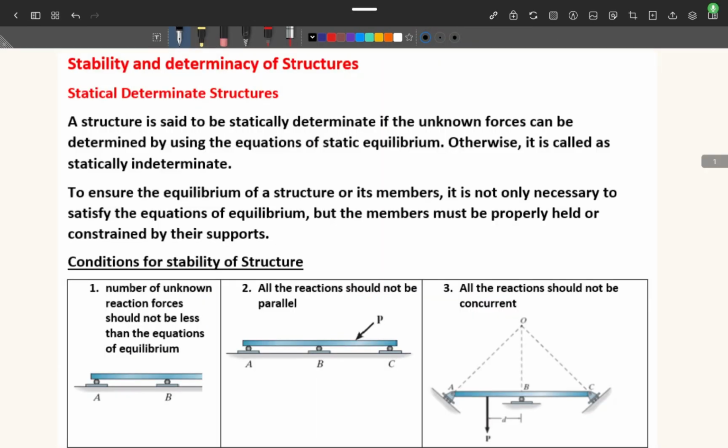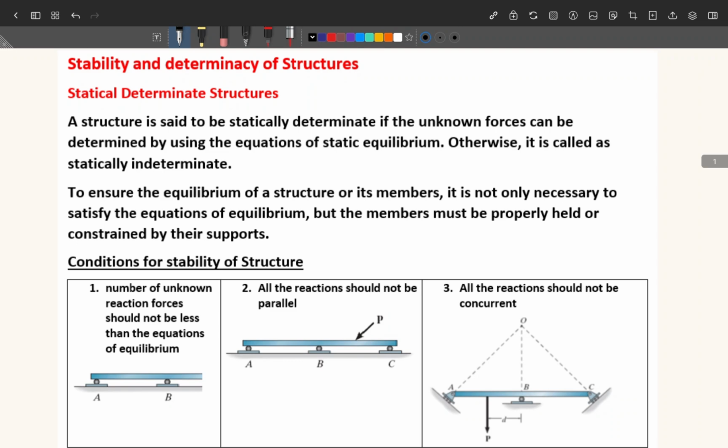In this lecture, we will learn about the stability and determinacy of structures. These two things are very important for structural engineers. First of all, we look for statically determinate structures. When we call a structure statically determinate, what does it mean?